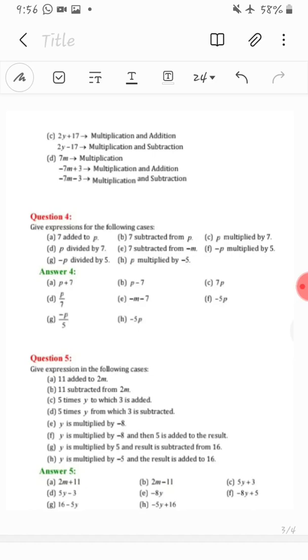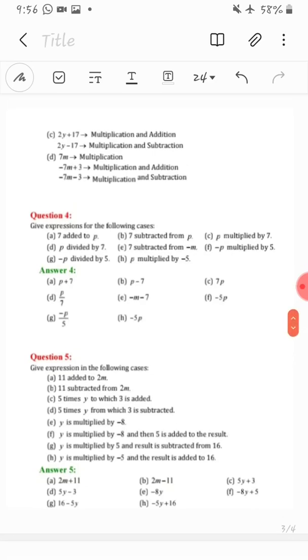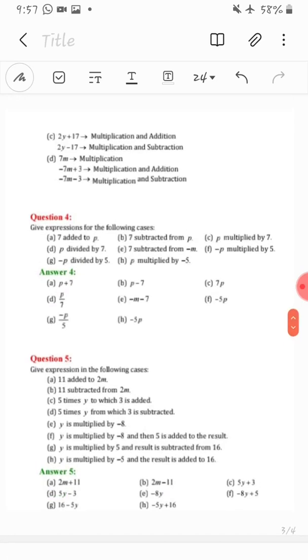Then B. 7 subtracted from P. So P is again already there. From there 7 is subtracted. So P minus 7. C. P multiplied by 7. So in case of multiplication, no confusion is there. It will be 7p. That means the constant will be first, the variable will be second. That means if 7 multiplied by p also there, then also the answer will be 7p only, because we need to write the constant first, then the variable.